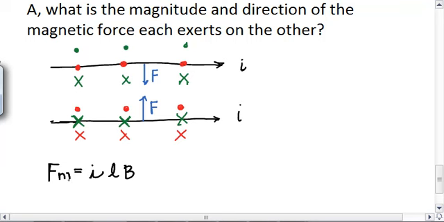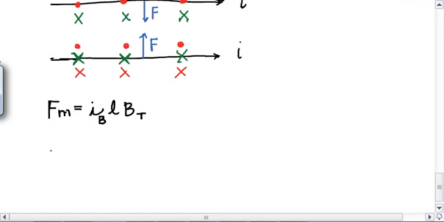Okay. So the magnetic force on the bottom wire, I'm going to put B for bottom wire, is due to the magnetic field of the top wire. Do you remember how to find the magnetic field around a wire? Isn't there an equation for that? Anybody? The magnetic field of a wire?